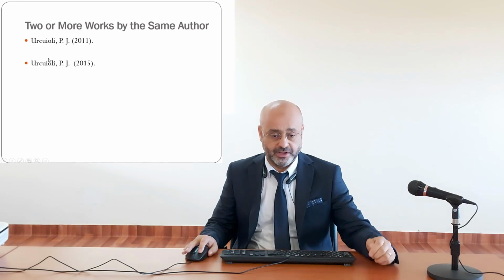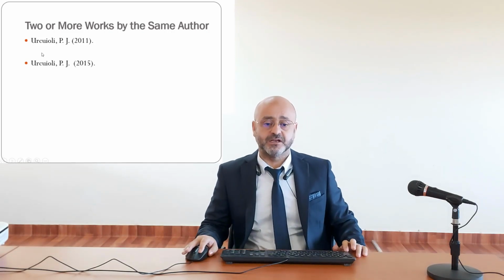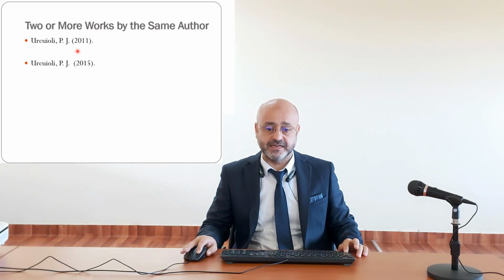In the case where we have two or more works by the same author, the alphabetical order will not work because we have the same name. Then we order the two references according to the date of publication. As you can see here, we start with the oldest one, followed by the most recent. So here we have 2011 followed by 2015.